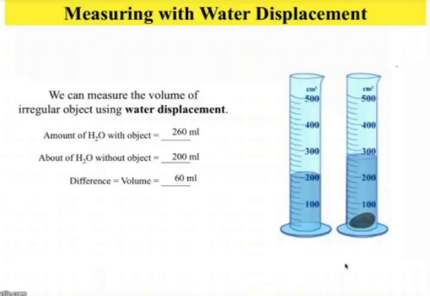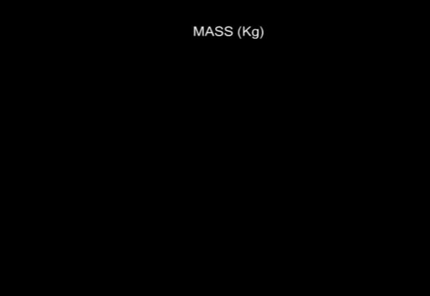Next is mass. Mass is the quantity of matter in an object. Matter is anything that occupies space, so it also has volume. The mass of an object depends on its size and the number of particles it contains. The SI unit of mass is kilogram, and a kilogram is the mass of a piece of metal, platinum iridium, kept near Paris in France.